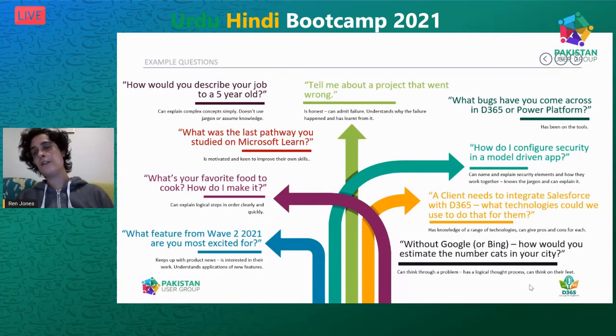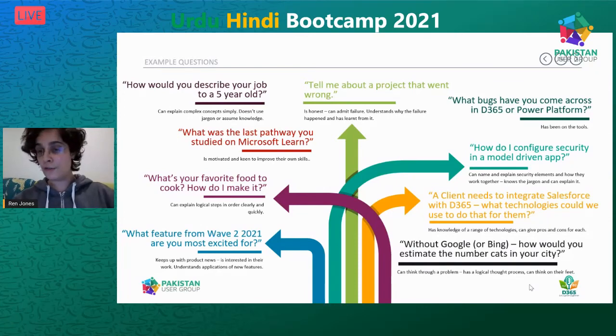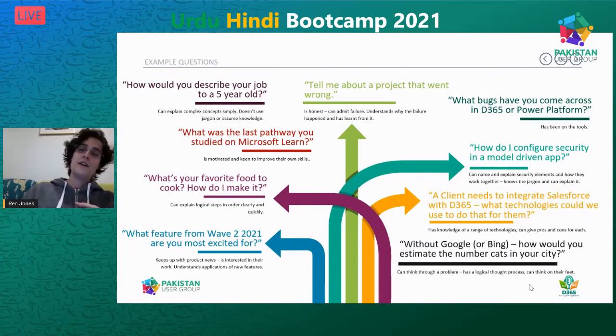Okay. So next up, a long form question. A client needs to integrate Salesforce with Dynamics 365. What technologies could we use to do that for them? So here, what you're looking for is not so much that they're going to design the solution for you, but they know about the technologies that are available and that they can give you the pros and cons of each one.